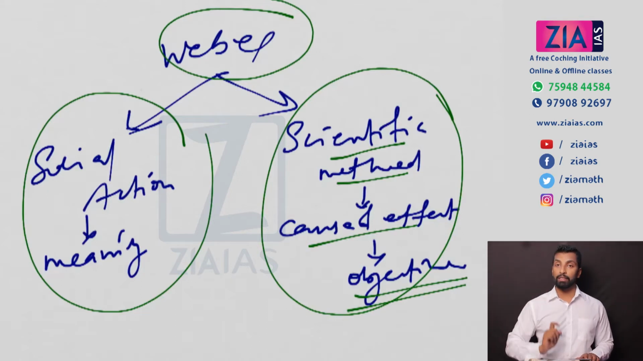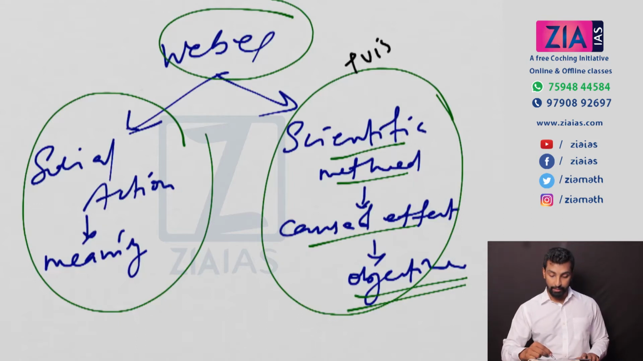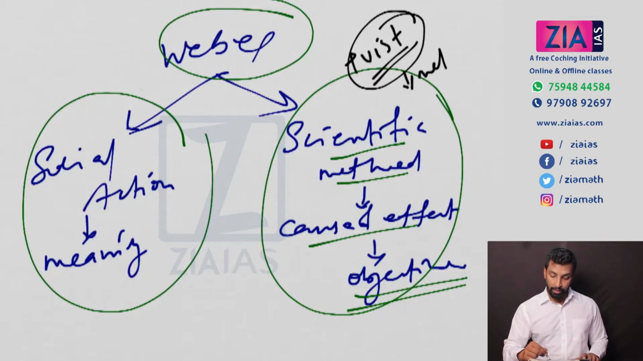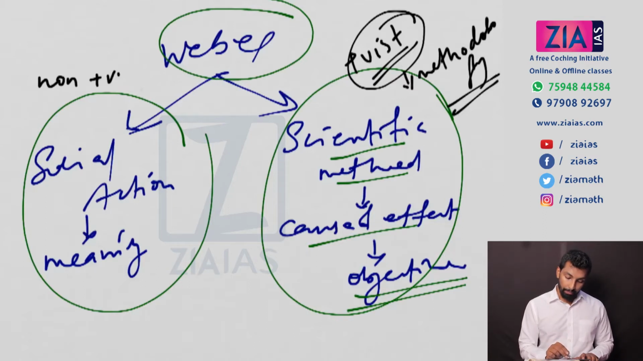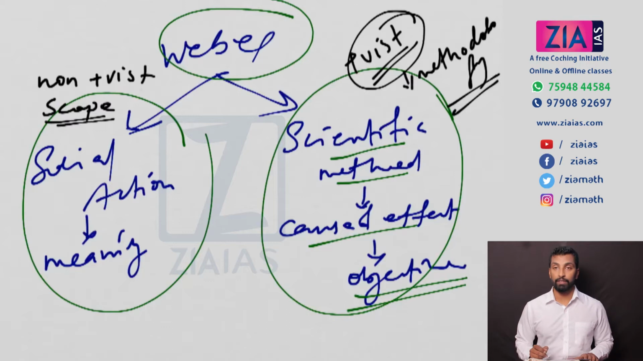What I mean with this, he is positivist in terms of methodology. So here if you see, he is positivist. So I'm talking about methodology. So in terms of use of methodology, he is positivist. And when we discuss the subject matter or the scope of sociology, he is non-positivist. So what is this? Scope. In terms of scope of sociology, he is non-positivist.